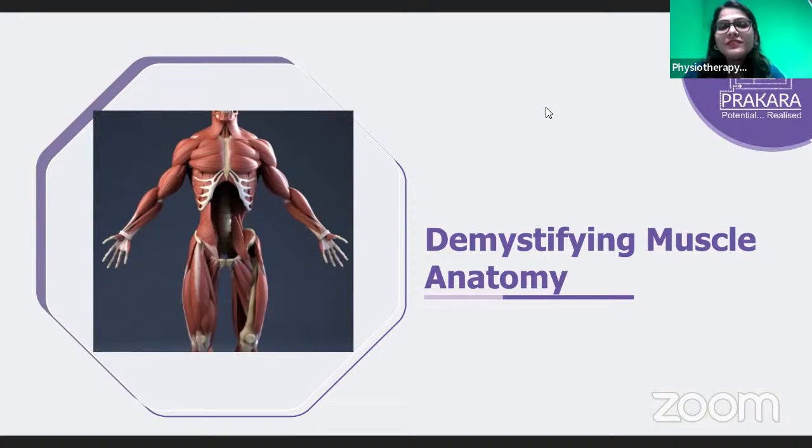Hi, I'm Manisha. I have done my master's in neurology and I work as a project associate at Prakara. So, today's topic is demystifying muscle anatomy. So, why did I choose only this topic, that is muscle anatomy?